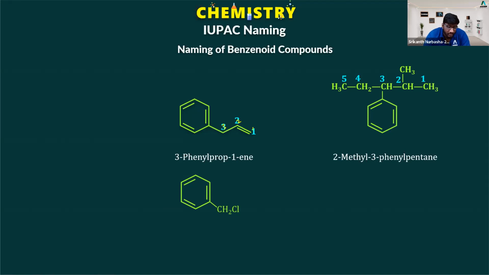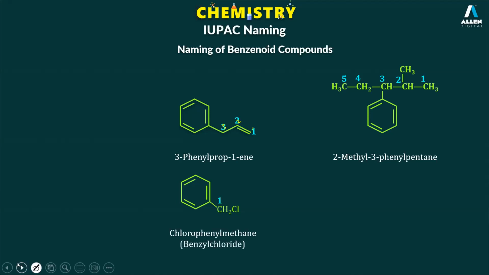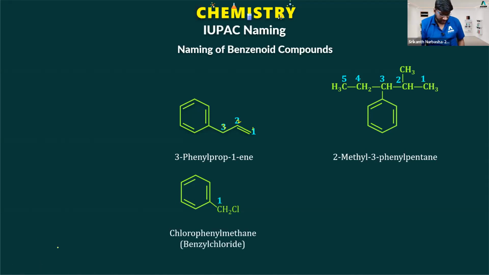We can say this as benzyl chloride also. That is also accepted. And if you have just a CH3, what is it said to be? If you have just a CH3, that is said to be toluene. Yes or no? Or phenyl methane. Here you have chlorine and a phenyl substituent. Chlorophenyl methane, or benzyl chloride.